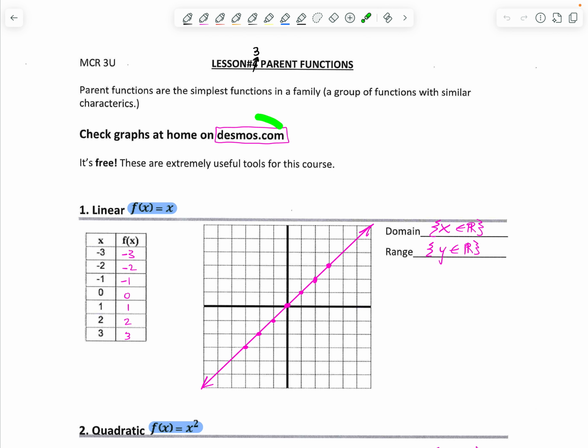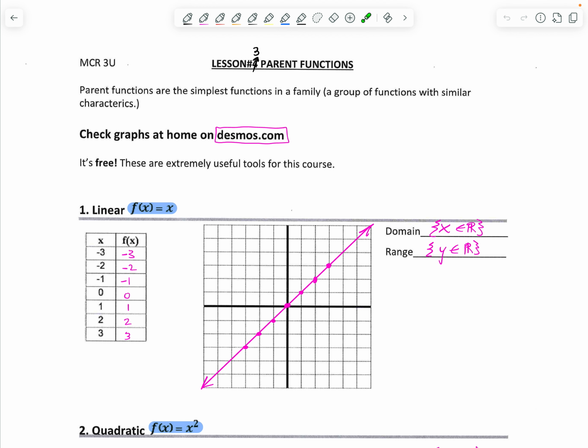And this is more of a self-guided lesson, like a discovery lesson. If you head on over to desmos.com, you can actually type in these functions just as they appear, like f of x is equal to x, and it will give you a graph of this function. So it has lots of useful tools to check out and that you can use in this course to help when you're doing your homework and stuff.